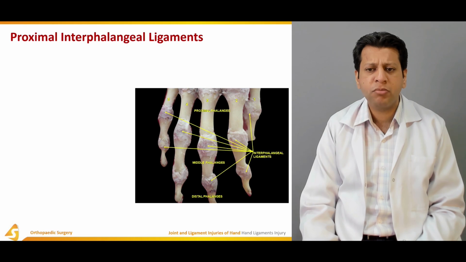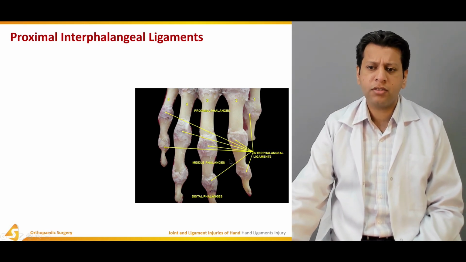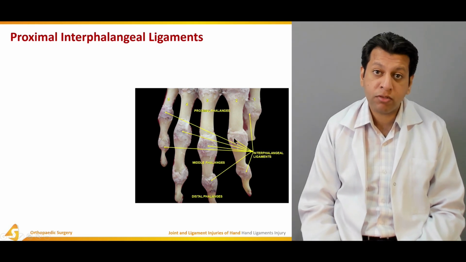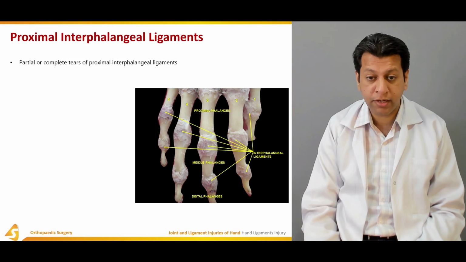Now coming to the proximal interphalangeal joint ligaments. If you see over here, these are the metacarpal heads, then this is the proximal phalanx, the middle phalanx, and this is the distal phalanx. The ligaments are actually at the proximal interphalangeal joint level, and they are more marked over the volar surface, more thickened over the volar surface, forming a palmar plate.